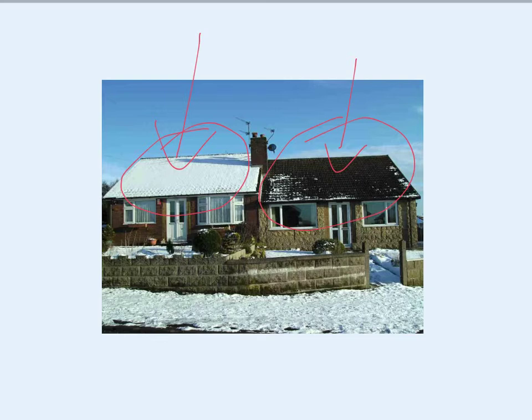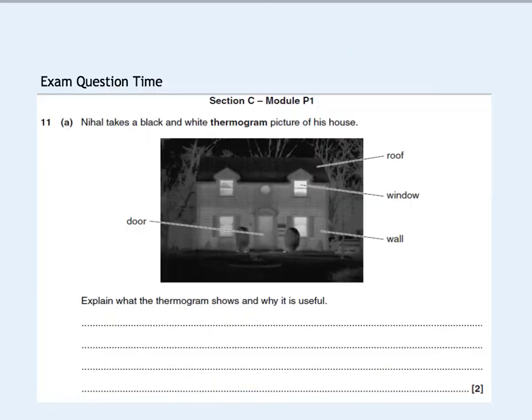And now we're going to get to everyone's favourite part of these revision sessions, that's the exam question. So this question was taken from a recent core science exam paper, and it says Nihal takes a black and white thermogram picture of his house, and that's labelled up there. Explain for 2 marks what the thermogram shows and why it's useful. So what I want you to do is I want you to pause this slide and think how you will be able to get 2 marks for this question.